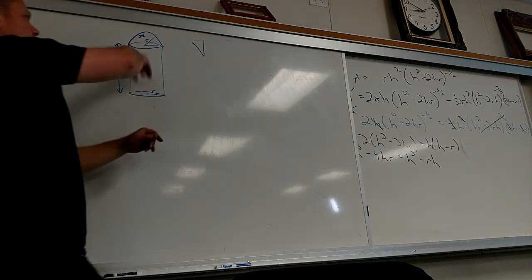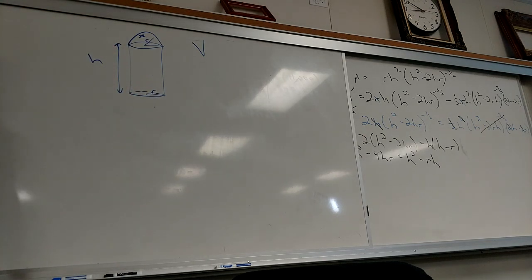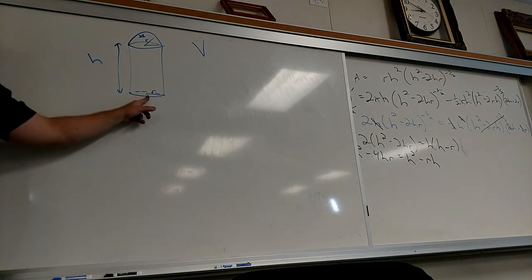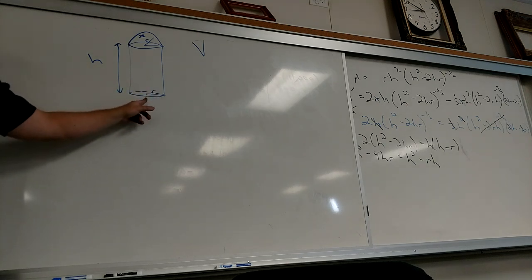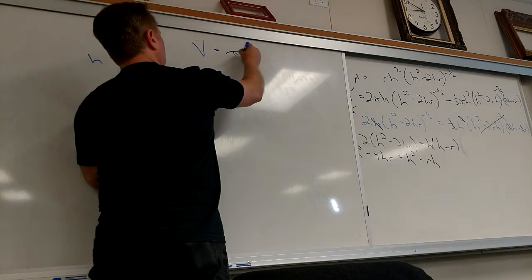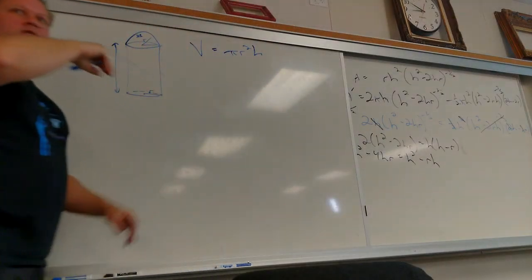What's the volume of this? I don't know if you guys remember. And if I give you a problem, I will give you the formula, but I wish I didn't have to. There's a circle at the bottom, right? What's the area of that circle? Pi r squared. And how many circles are there? H. Okay, there's the volume of a cylinder.